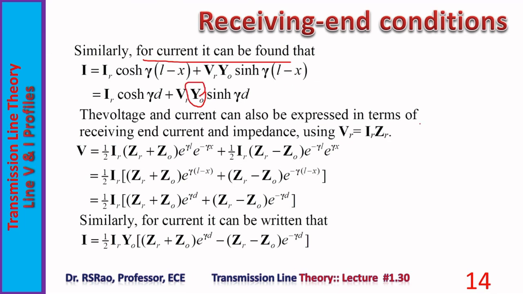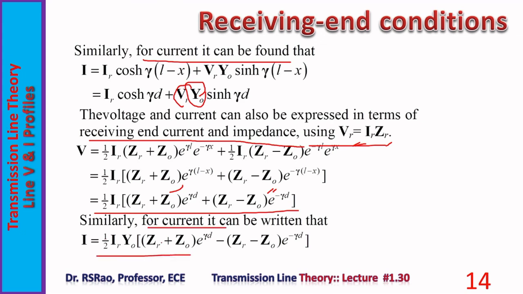The voltage and current can also be expressed in terms of receiving end current and impedance using VR equal to IR ZR. See, in the previous expressions, VR is there, IR is also there. So you replace VR by IR ZR. With replacing and a little bit of manipulation gives V equal to half IR ZR plus Z0 e power gamma d. Actually, this is the forward wave. ZR minus Z0 e power minus gamma d. This is the reverse wave. Similarly, for current, it can be written as half IR Y0 ZR plus Z0 e power gamma d minus ZR minus Z0 e power minus gamma d. This is the forward wave. This is the reverse wave. Note that here d is there.